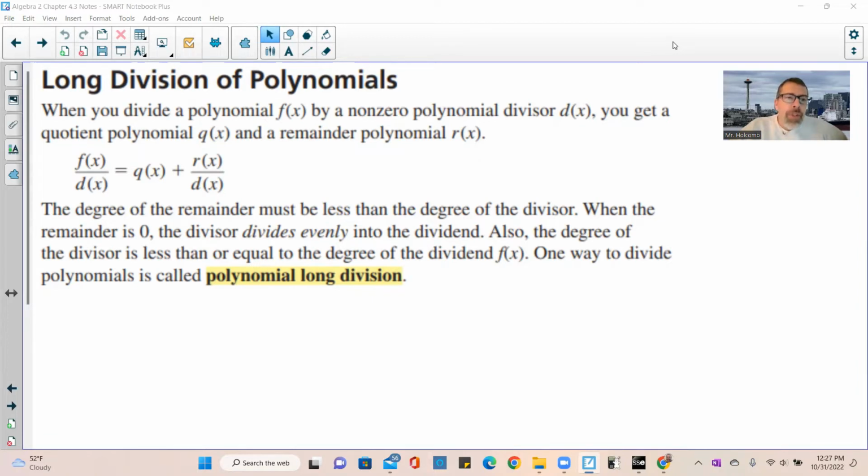So in general, f of x divided by d of x equals q of x plus r of x divided by d of x, which just means the remainder divided by the divisor, if there is a remainder. If there's no remainder, it just equals q of x. The degree of the remainder must be less than the degree of the divisor. When the remainder is 0, the divisor divides evenly into the dividend. Also, the degree of the divisor is less than or equal to the degree of the dividend f of x. One way to divide polynomials is called polynomial long division.